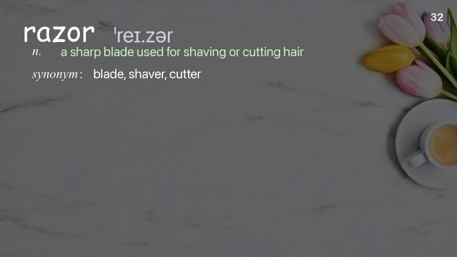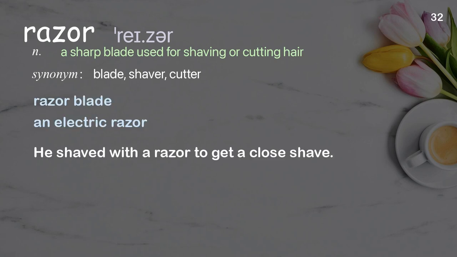Razor. A sharp blade used for shaving or cutting hair. Examples: razor blade. An electric razor. He shaved with a razor to get a close shave.